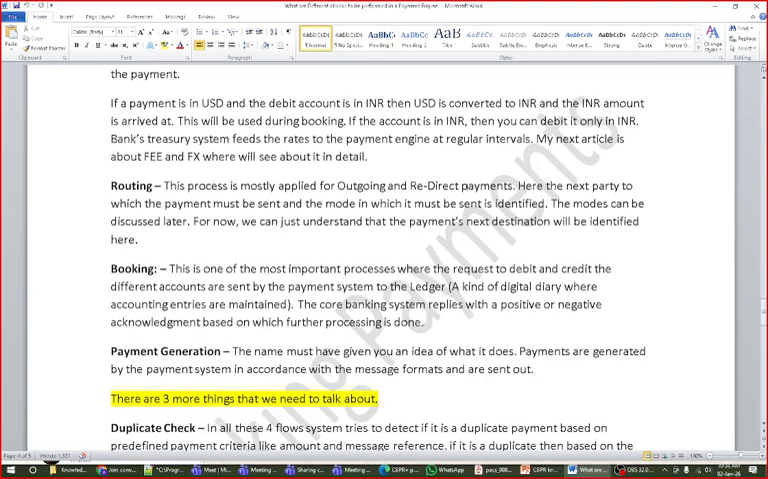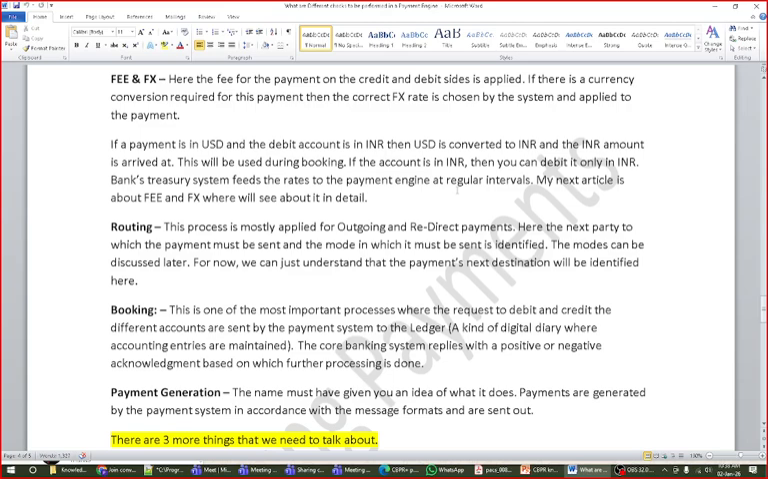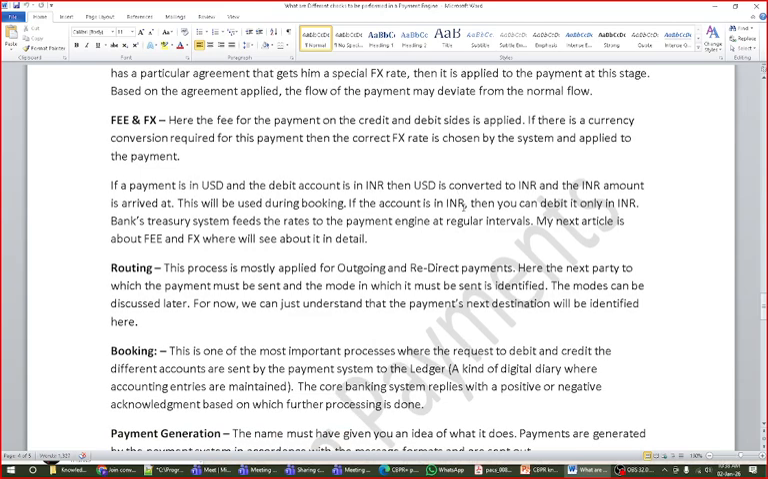One doubt. Yes, go ahead. In FX rate, how is the payment engine doing the conversion? That means how is the conversion going on in the payment engine?